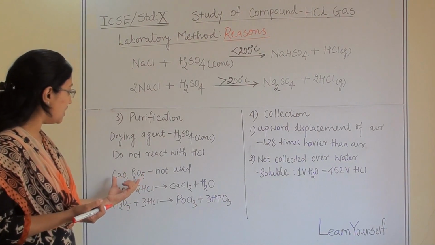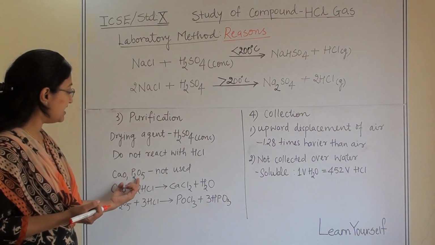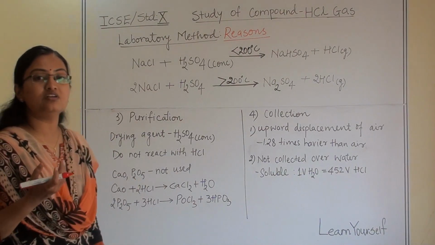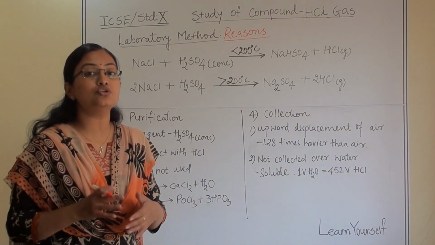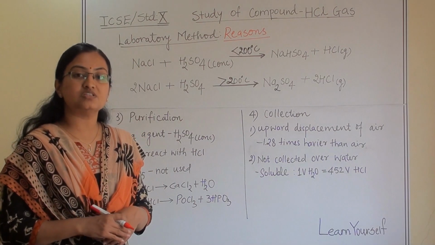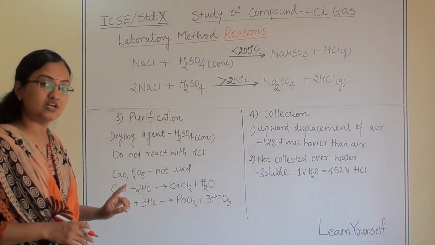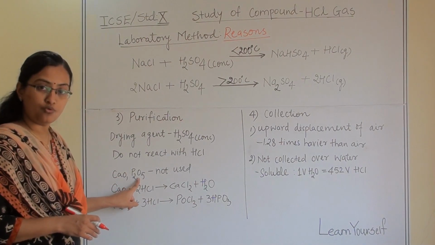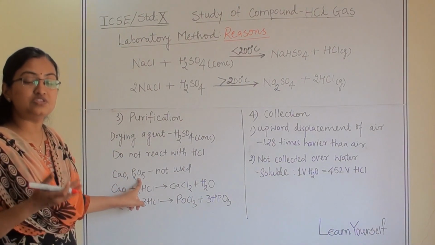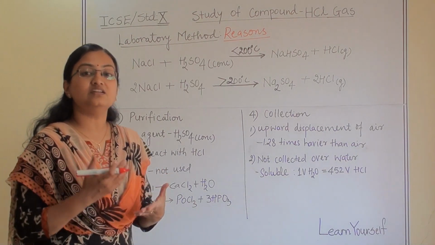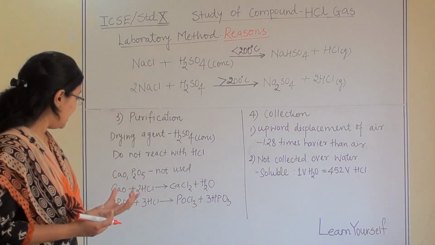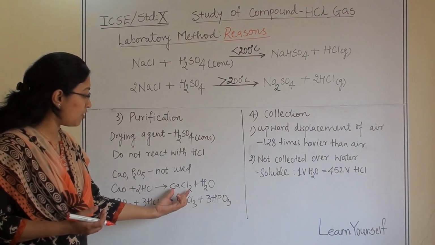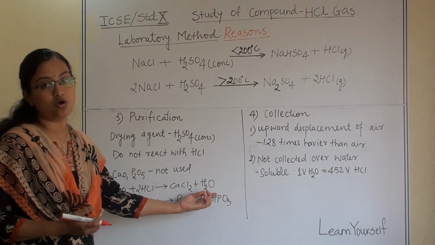And there are two others, calcium oxide and phosphorus pentoxide, which are also drying agents, but we are not using them. Calcium oxide and phosphorus pentoxide, what are their molecular formulas? CaO and P2O5. We are not using them because they react with HCl. If calcium oxide reacts with HCl, it will form calcium chloride and water.